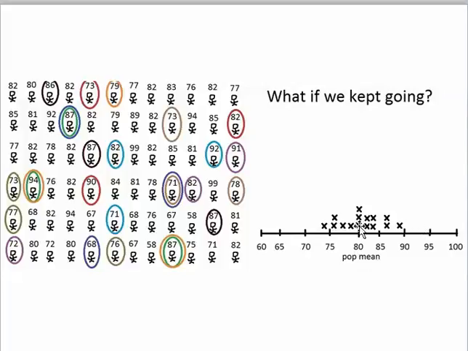Notice how most of the possible samples have a sample mean within a certain range of the population mean. The population mean is the center point of the sampling distribution right here, and as you go further away from the population mean, you start to see fewer and fewer sample means.